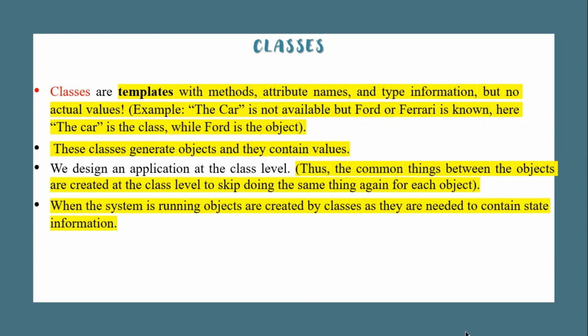Example: the car is not available, but Ford or Ferrari is known. Here, the car is the class, while Ford is the object. So, classes are there to instantiate objects from them. These classes generate objects and they contain values. We design an application at the class level. Thus, the common things between the objects are created at the class level to skip doing the same things again for each object, as I said before. When the system is running, objects are created by classes as they are needed to contain state information.